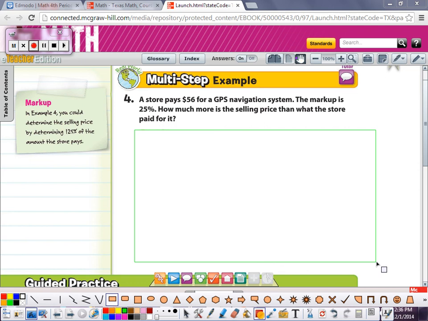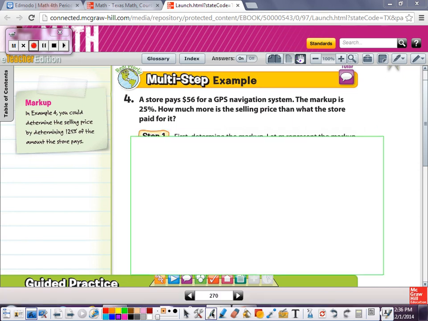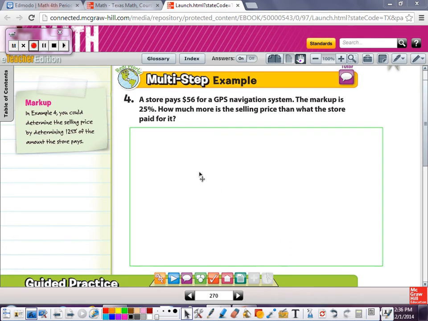So here we have the store. They spend $56 for a navigation system. The markup is 25%. So how much more is the selling price than what the store paid for it? So the markup means now we're going to also be adding a percentage. So let's go ahead and just figure this out. We know that the store has to pay the full 100% for the GPS device. They also want to mark it up by 25%.